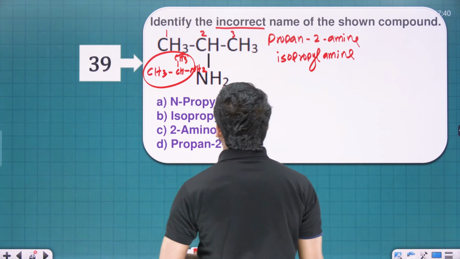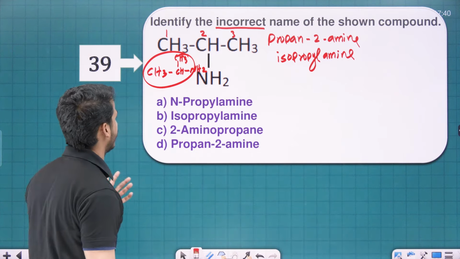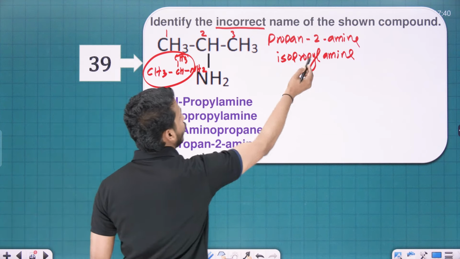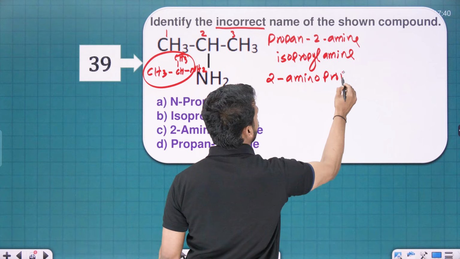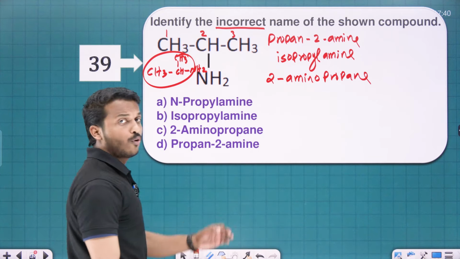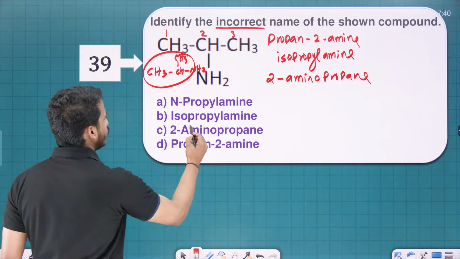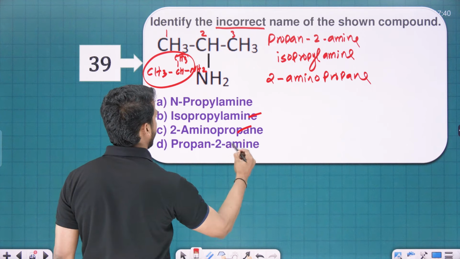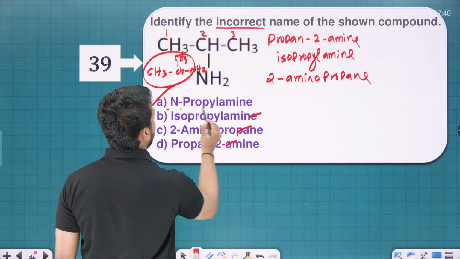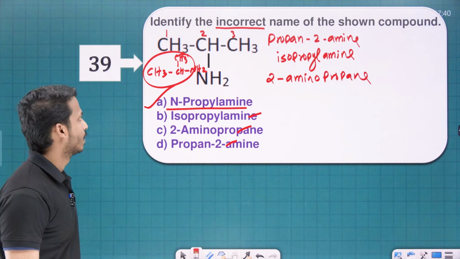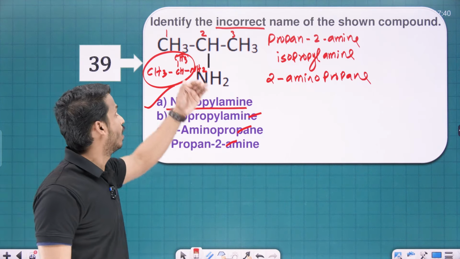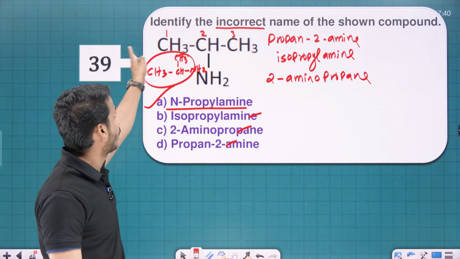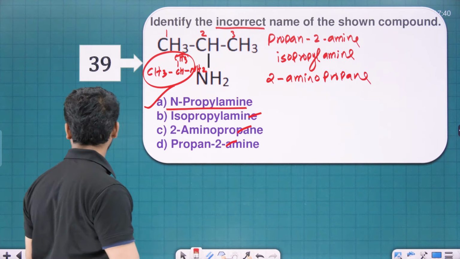Propan-2-amine we can also write as 2-aminopropane. That's also correct. So the question: which of the following is incorrect? Isopropylamine is possible, 2-aminopropane and propan-2-amine are possible. N-propylamine is not possible, as it's not connected to this compound. This is propan-2-amine, right?